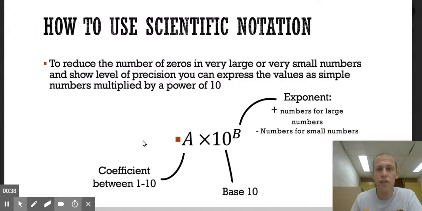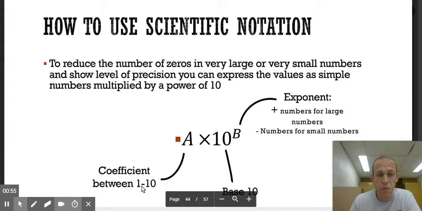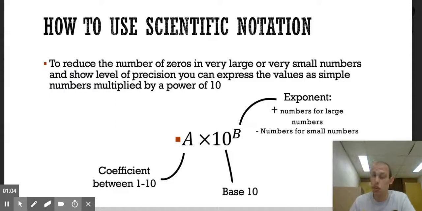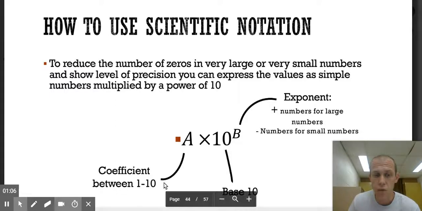All right, so how do you use scientific notation? It's used to reduce the number of zeros in very large or very small numbers, and to show the level of precision. You can express the values as simple numbers multiplied by a power of 10. So your coefficient is always going to be a number between 1 and 10. It's not going to be 10. It's going to be a number less than 10, but it could be the number 1. If it was more than 10, then we're going to change the exponent.